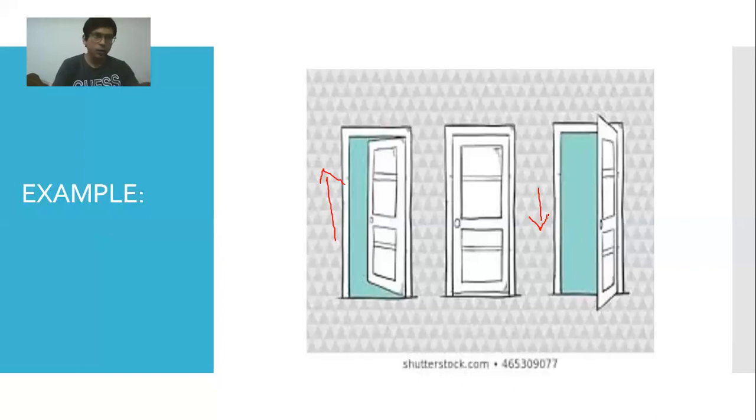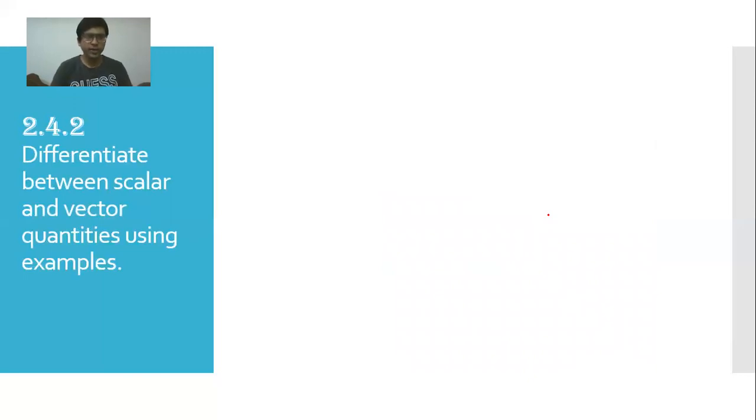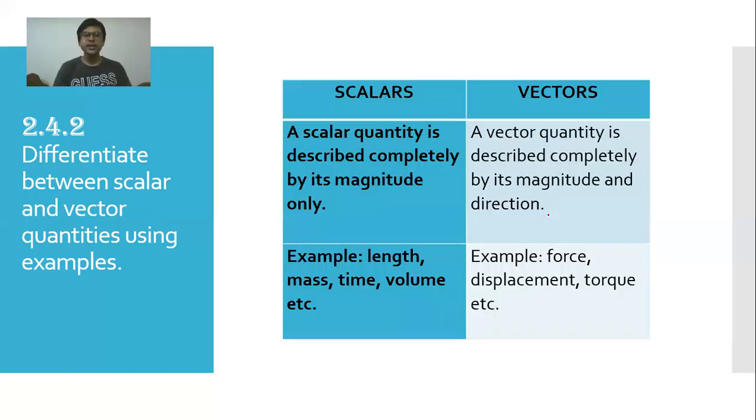Okay, so now moving forward, we are looking at the differences between scalar and vector quantities. It is very simple. Again, we will have a table, and this is the last SLO for this lecture video. So I'm showing you a table, and what you have to do is tell about its differences. The first difference would be the definition. What is the definition of scalars? A scalar quantity is described completely by its magnitude only, whereas a vector quantity is described completely by its magnitude and direction. So this is the first difference.